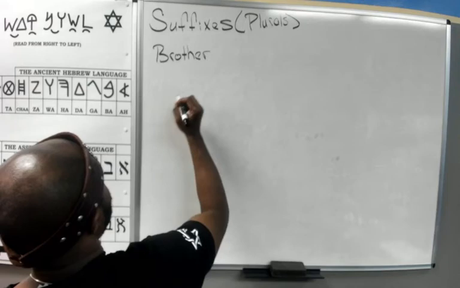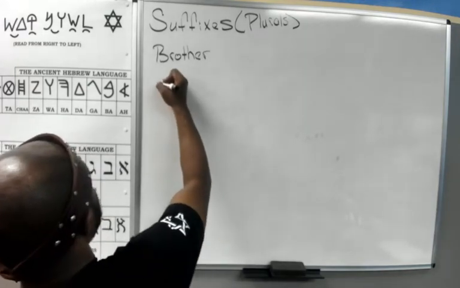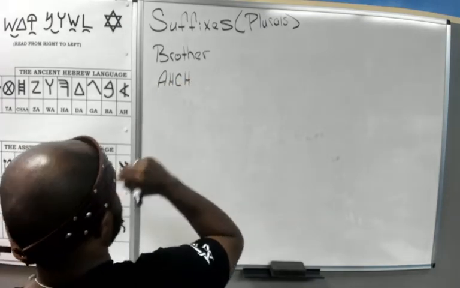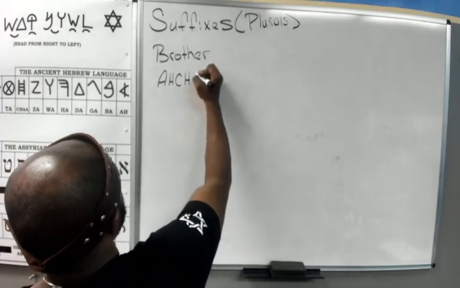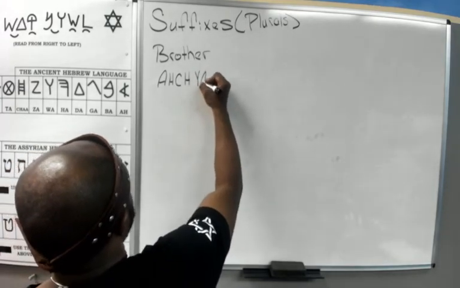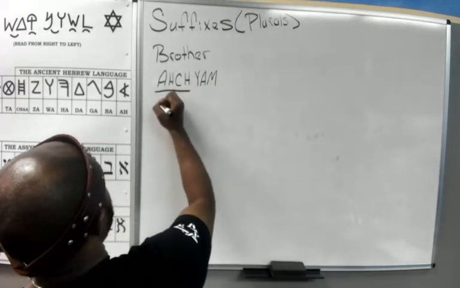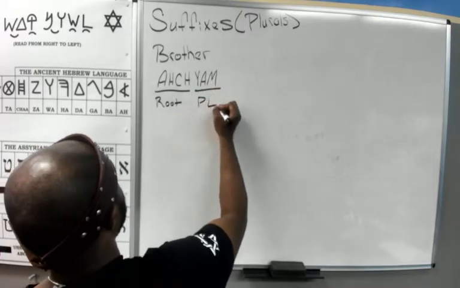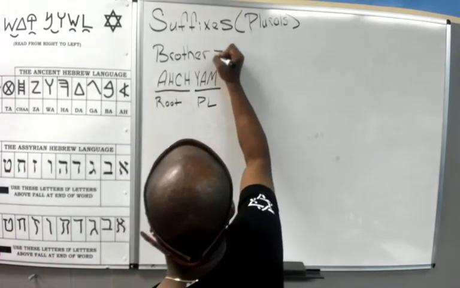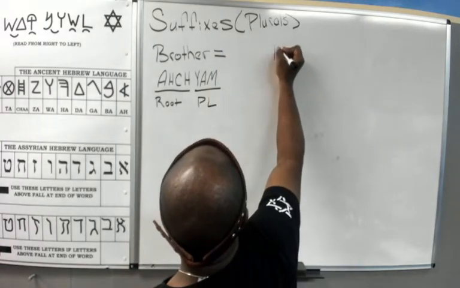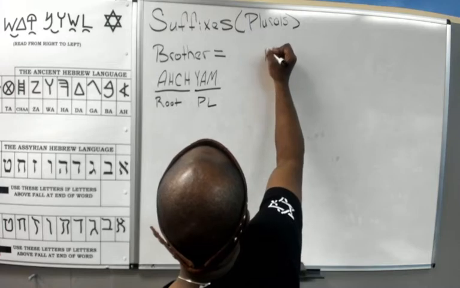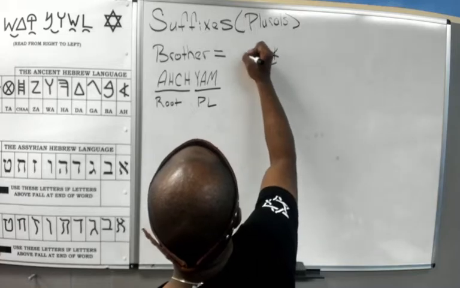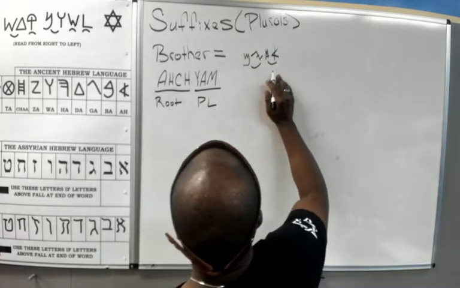All right, so our first word, I'm just throwing this out here. I'm just going to use Isupk for an example. Now, Isupk just means brother, but if you want to make it plural, you're going to add the yum at the end. Isupk would be the root word. The yum is what's going to make it plural. The way you write it out in the Hebrew would be as such.